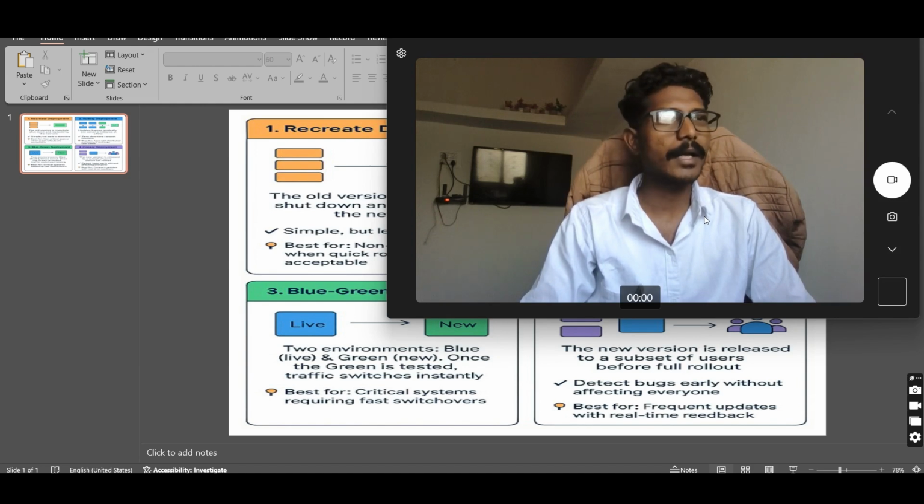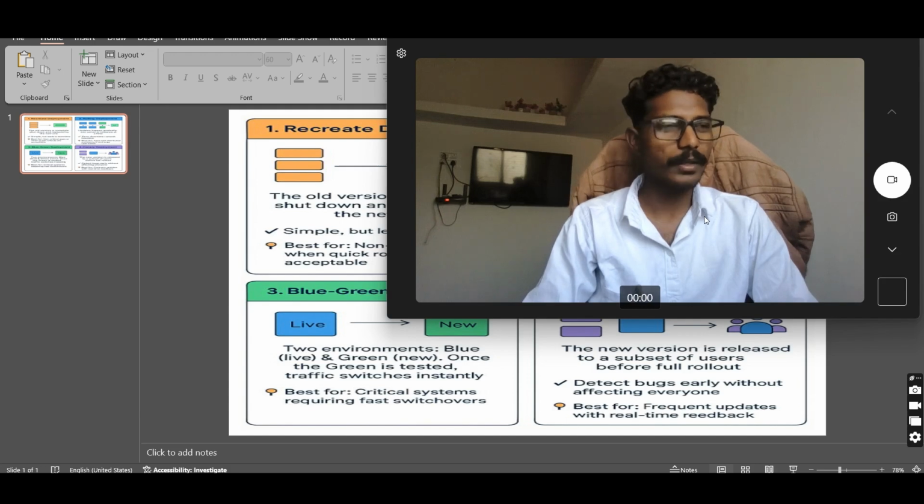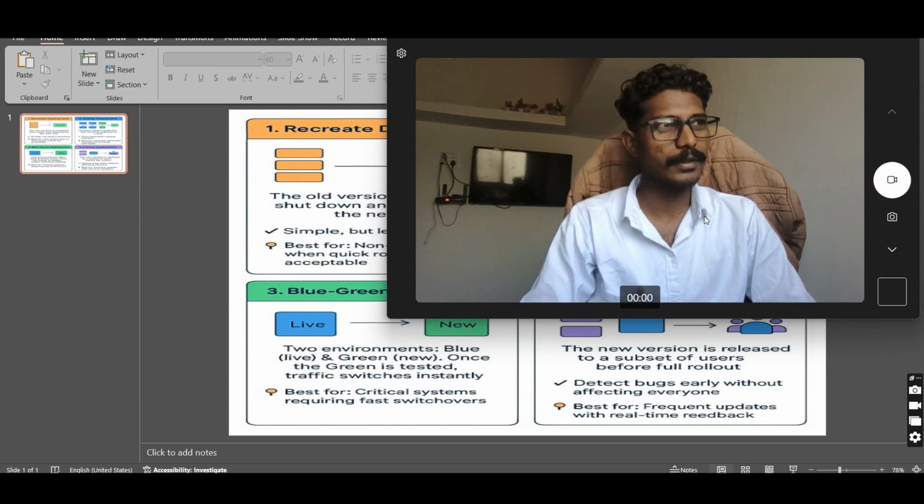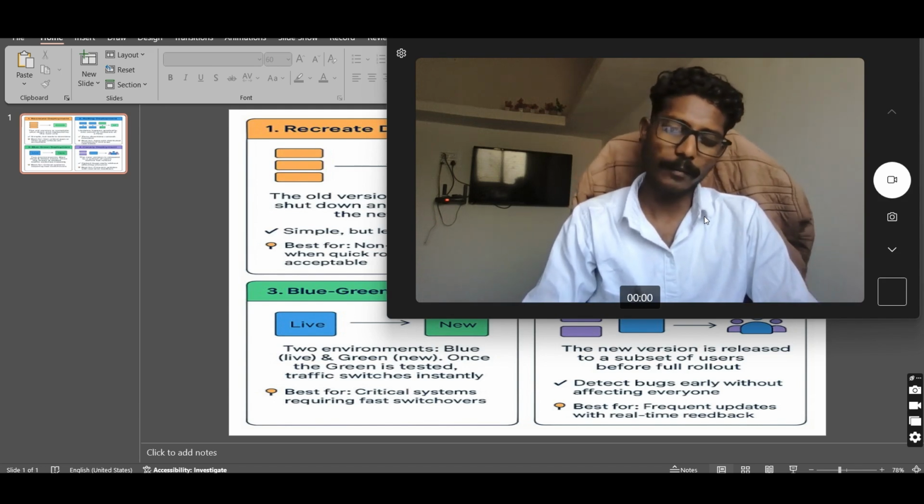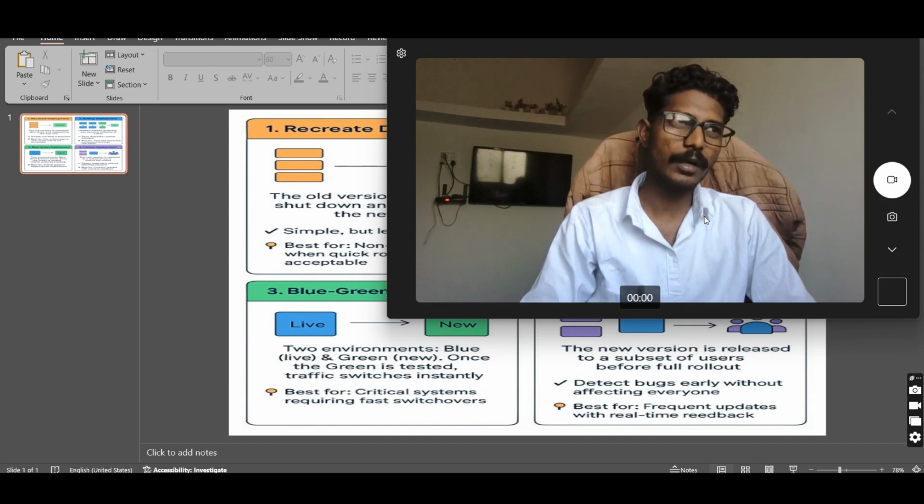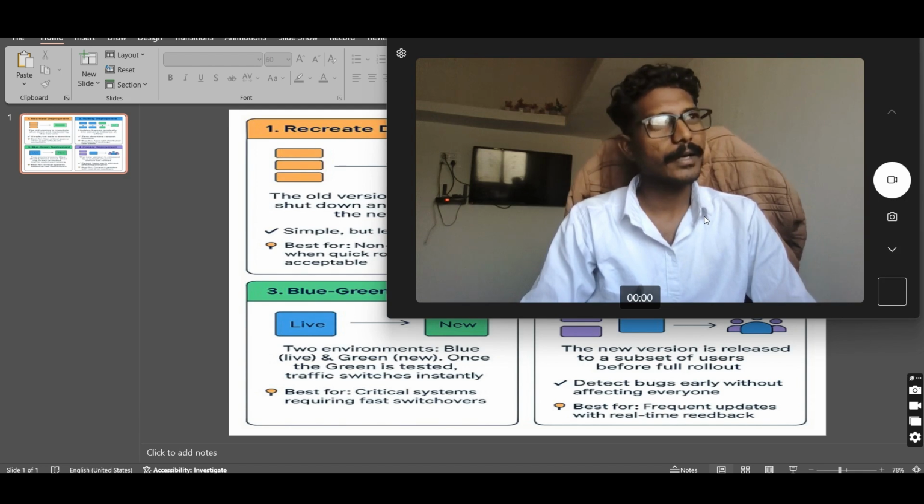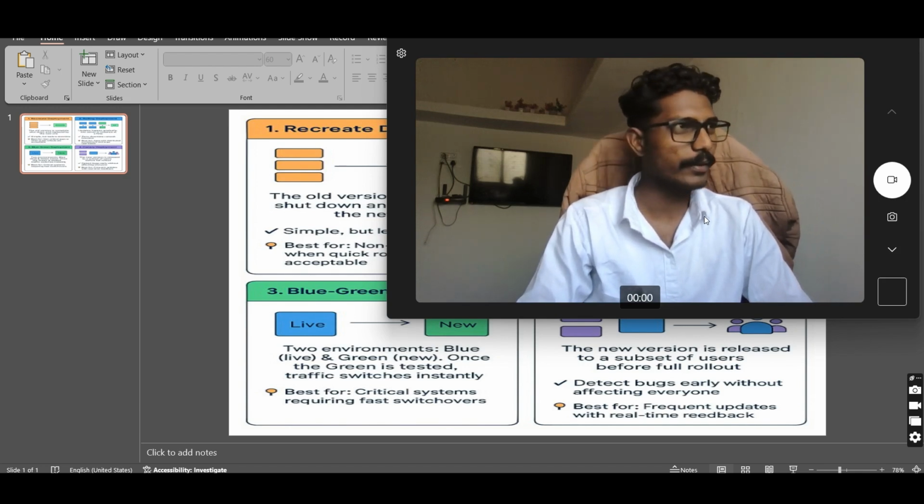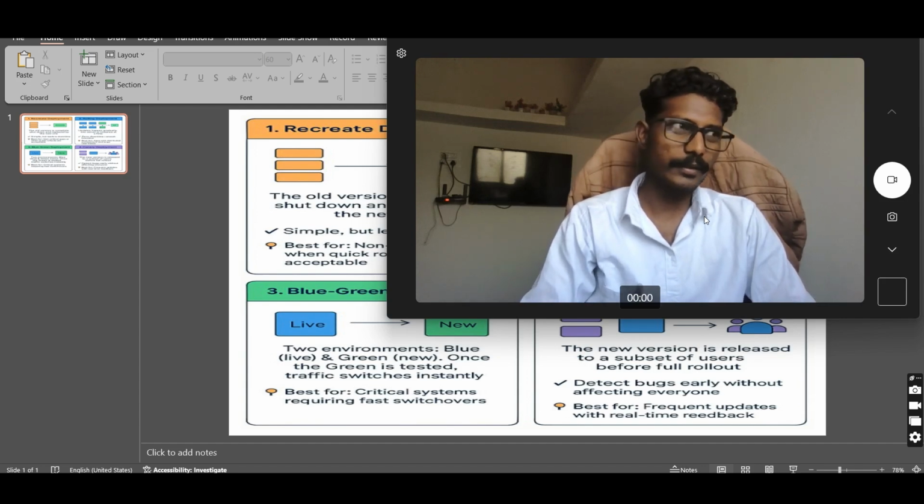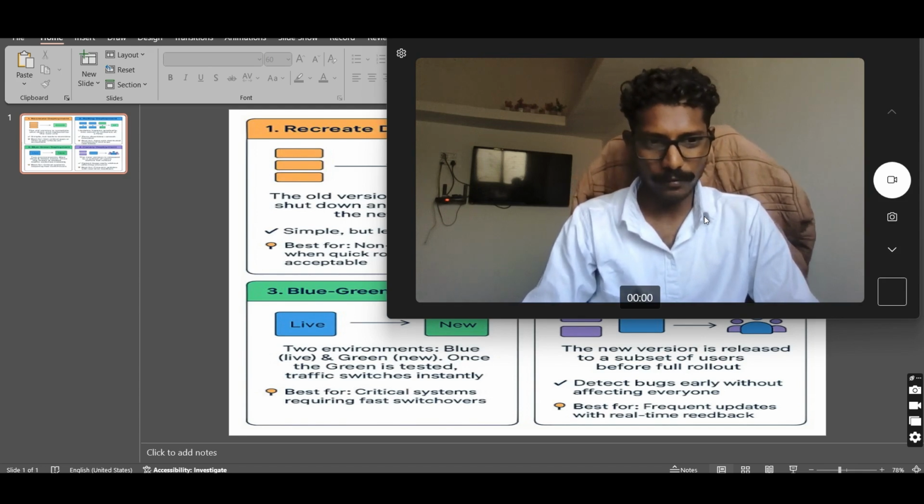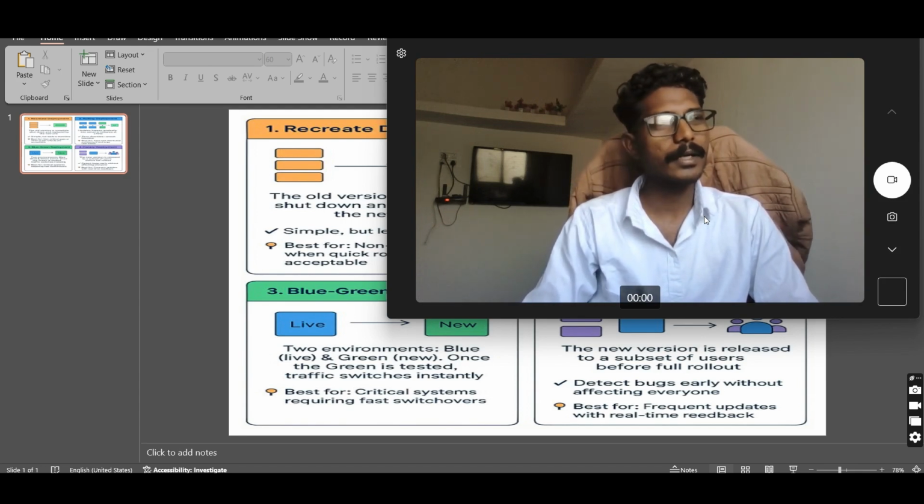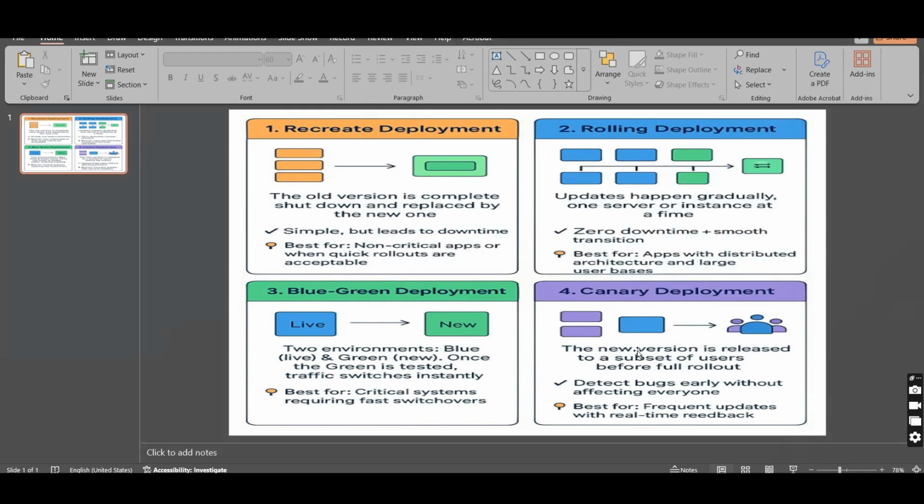Again, we have the canary deployment, where the old one is kept, and the new one serves a small group of users. We open the traffic to a small portion of users, and we monitor the system resources. When everything is good, we open it for all of our users. So this is the canary deployment. We can see in the background I have an image for reference.